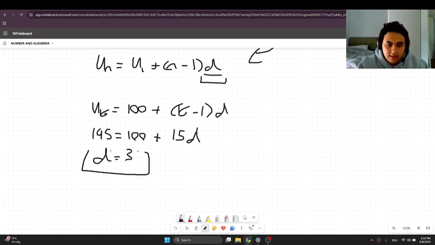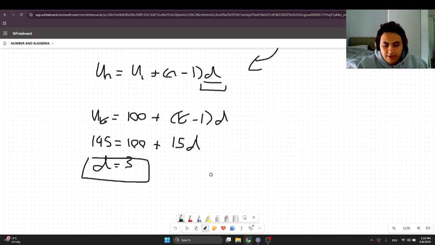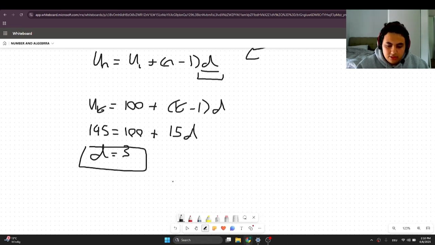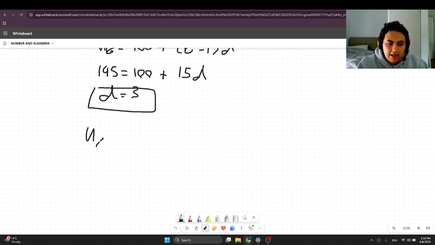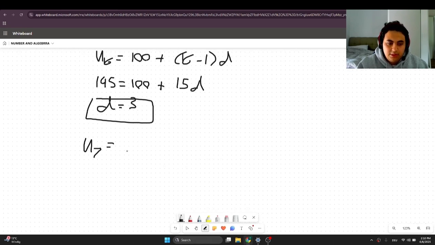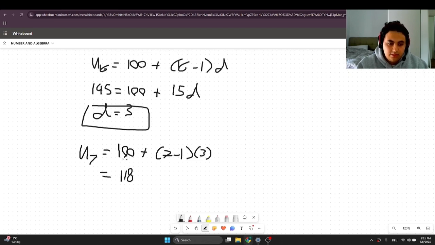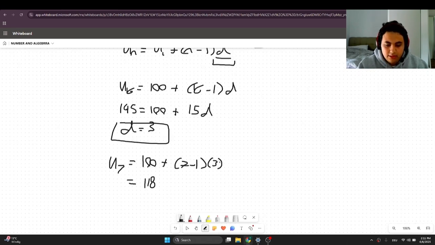So it's as simple as that. Now we have found d, and it's also asking us to find u7. If you have d, then finding u7 should be easy peasy. u7 is 100 plus 7 minus 1 multiplied by 3, so you're going to have 100 plus 6 times 3, and that's 118. Okay, cool.